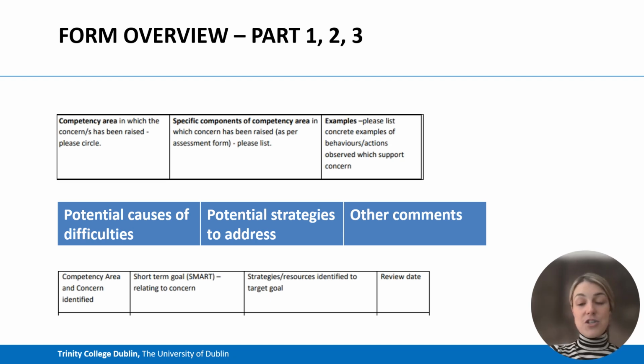Part two then is looking at the student and the PE's perspective. So thinking about potential causes of the difficulties that the student is experiencing, potential strategies to address the difficulties, and any other comments that either the practice educator and the student may have. The third section then is around the action plan. So specifying again the competency area and the concern identified, creating that short-term SMART goal relating to the concern, clearly outlining strategies and resources identified to target the goal, and agreeing on a review date that will be signed off by the student, the practice educator, and the university-based practice education team.